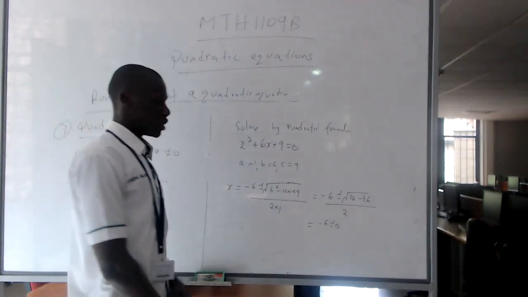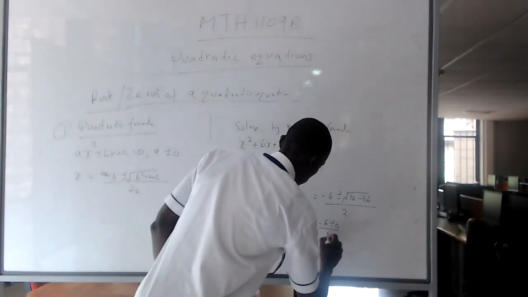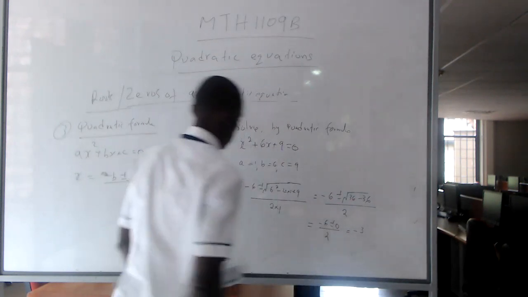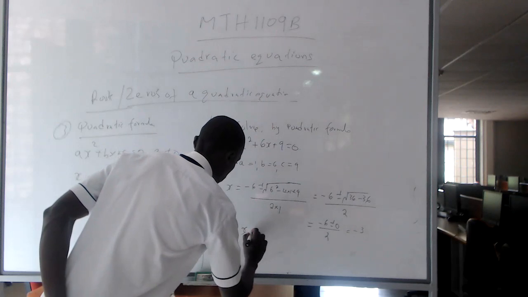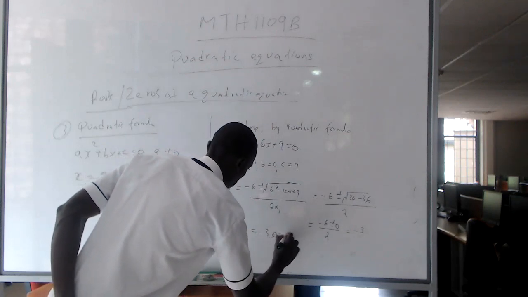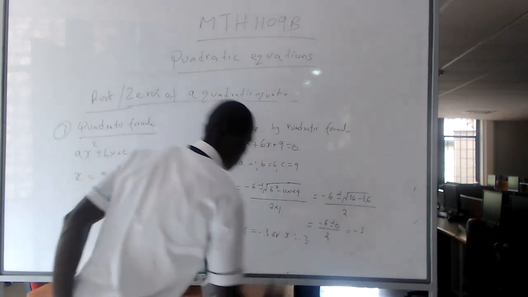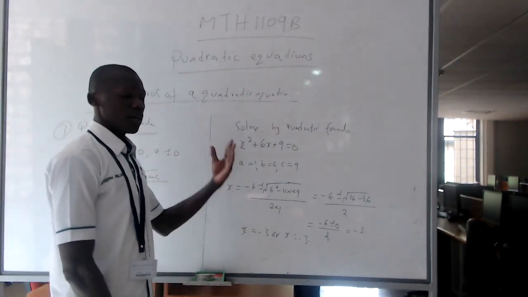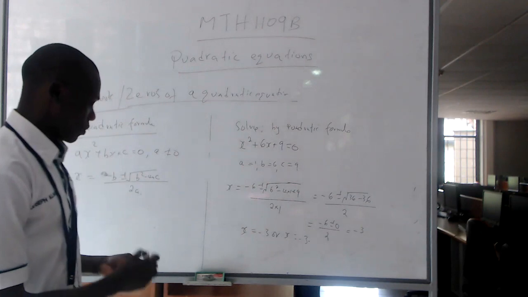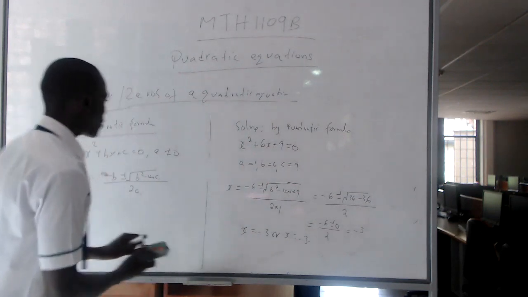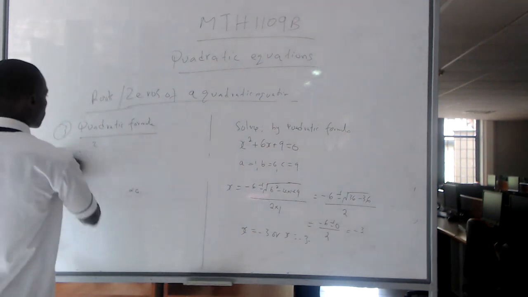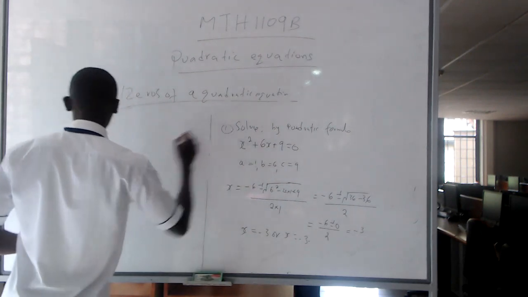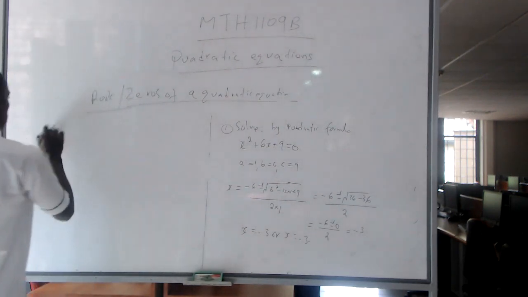So square root of 0 is 0. Divide this by 2. So you get minus 6 divided by 2 is minus 3. So here either x is minus 3 or x is minus 3, which you can confirm from our previous solution of this by factorization. Okay. Another example. So that's the first example. Second example.